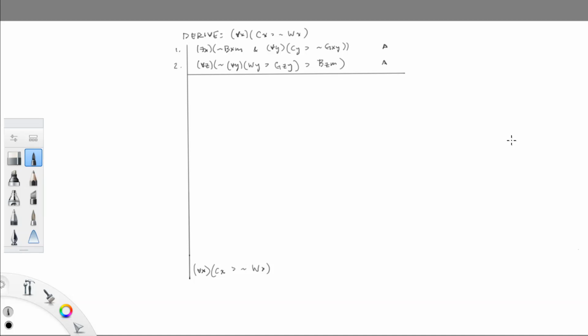Once you have that all down, go ahead and pause the video and see if you can come up with an idea for how to structure this proof. And when you're ready, resume the video.